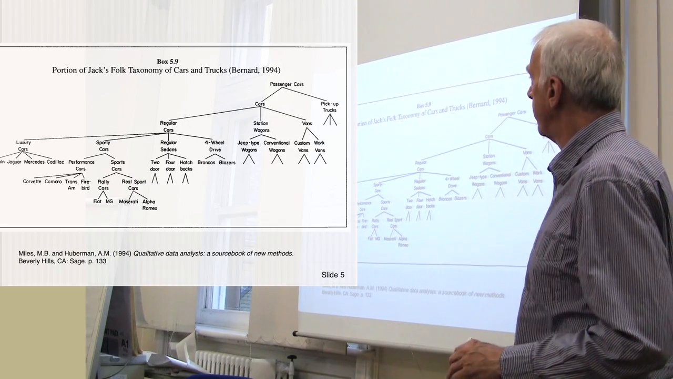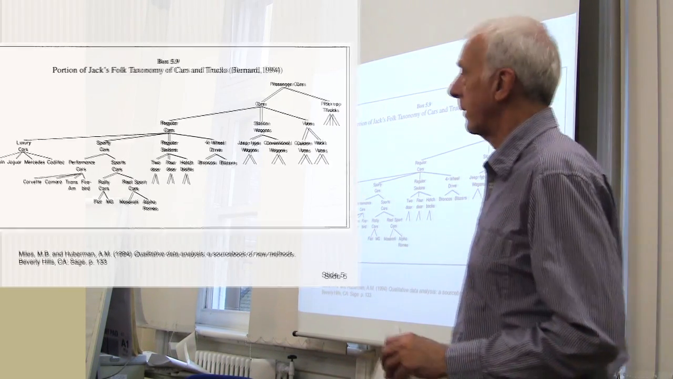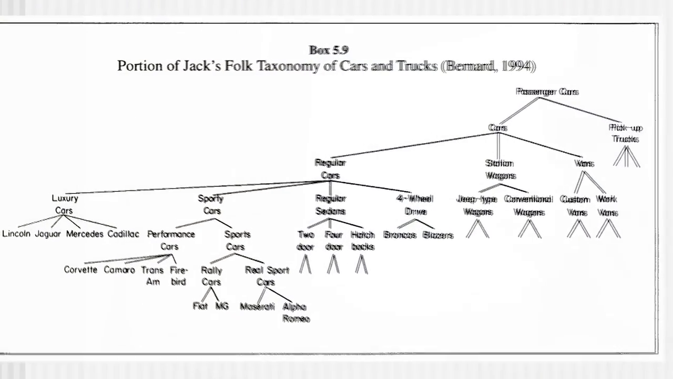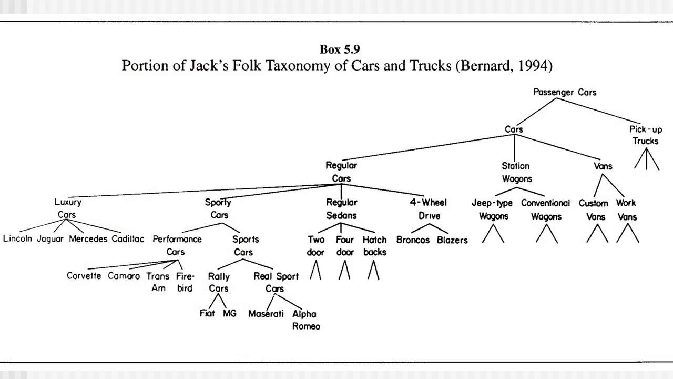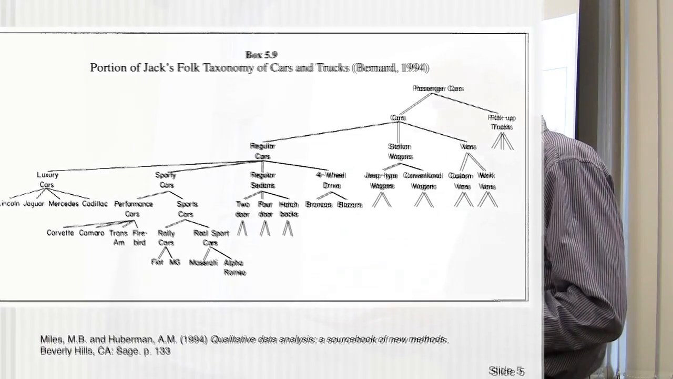And this is one they give of Jack's Folk Taxonomy of Cars and Trucks, and obviously some piece of research by Bernard in 1994. How the particular respondent called Jack arranges his conceptions of what cars are. He's obviously into cars, as you can see from the kind of detail in it. But this is how he thinks of cars and how he classifies them. And so again, you might use this kind of way of laying out things as a way of eliciting from people how they think of these kinds of concepts and how they divide up the world in their minds.